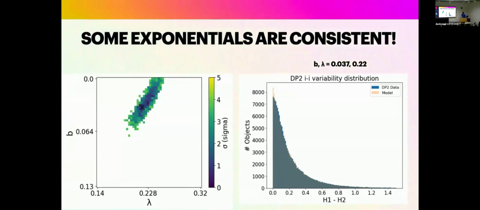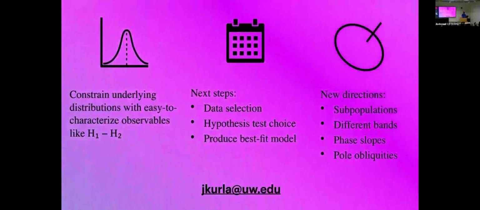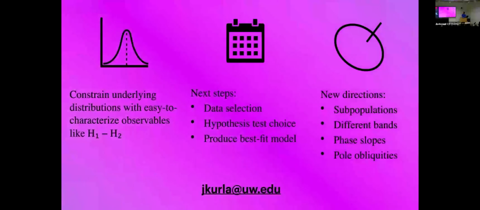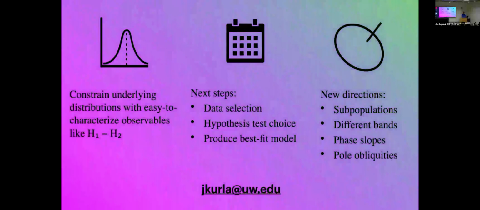So I think through this method, we can start to get at the underlying distribution of asteroid shapes, even with very poor per object data, as long as we have a whole bunch of objects, which Ruben has given us, and a model for what our uncertainties and what their variability should look like. Okay, so I want to constrain underlying distributions with very easy to characterize observables, like the difference between two absolute magnitudes. Next steps, we should do better data selection and really make sure that the slices that we make on our data support our assumptions.